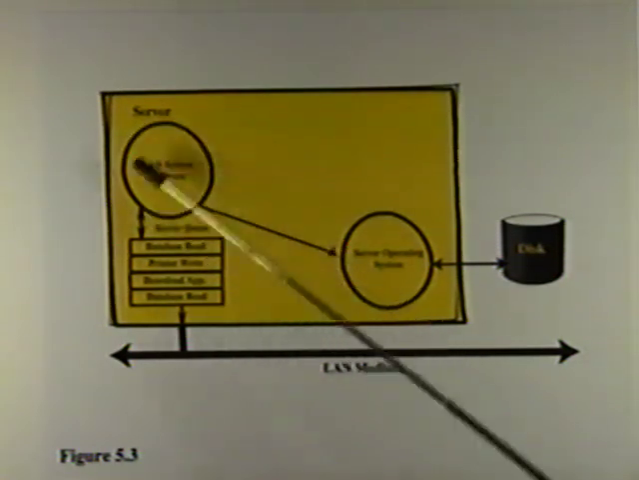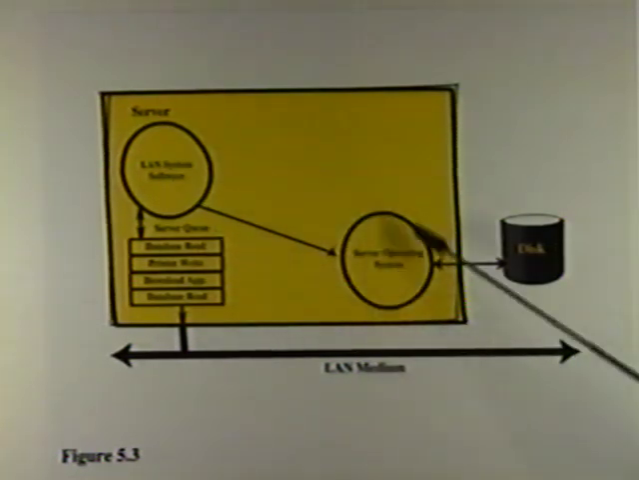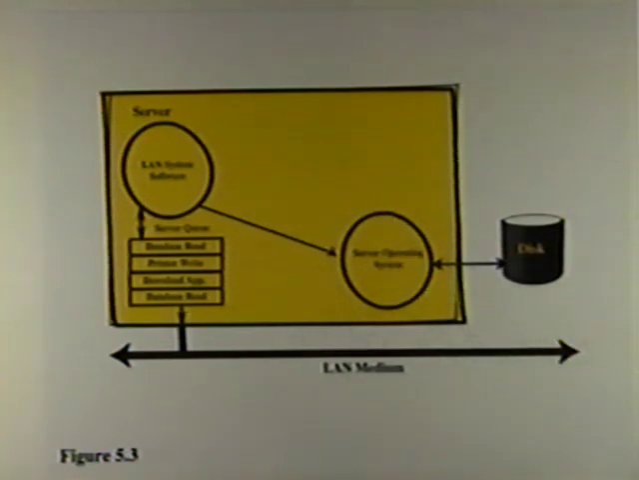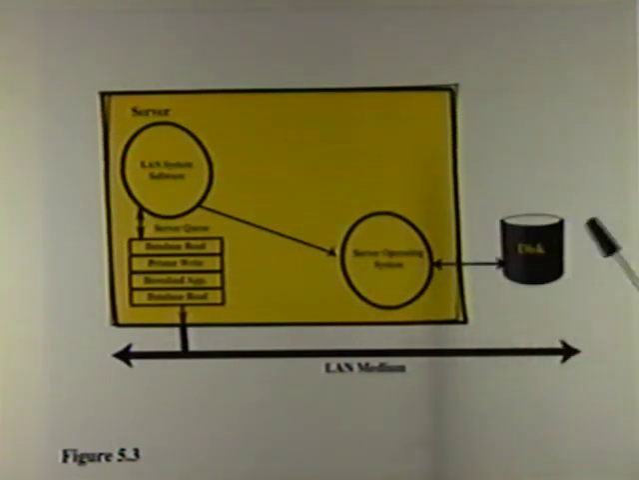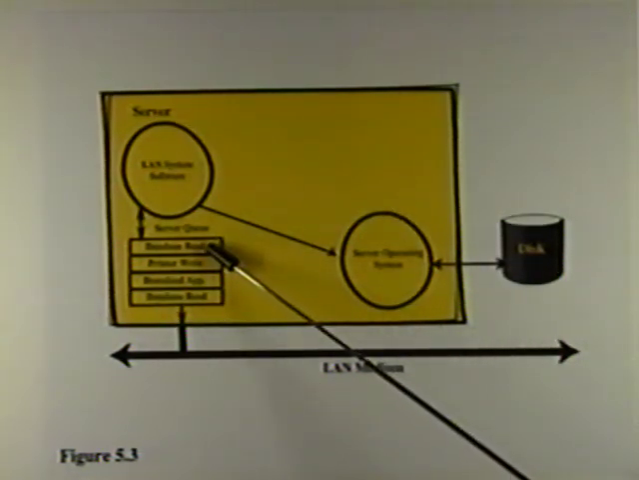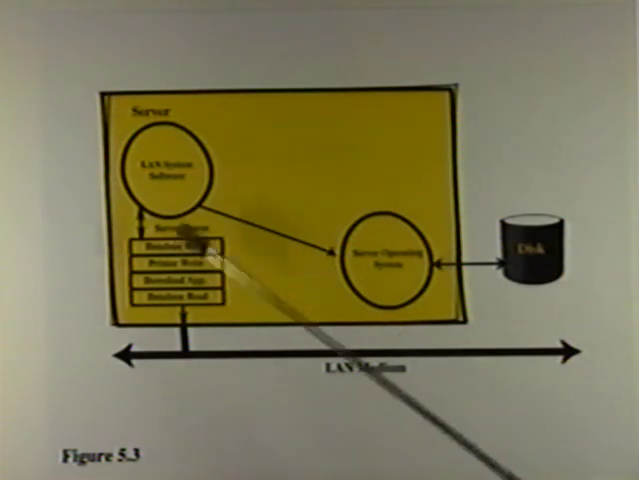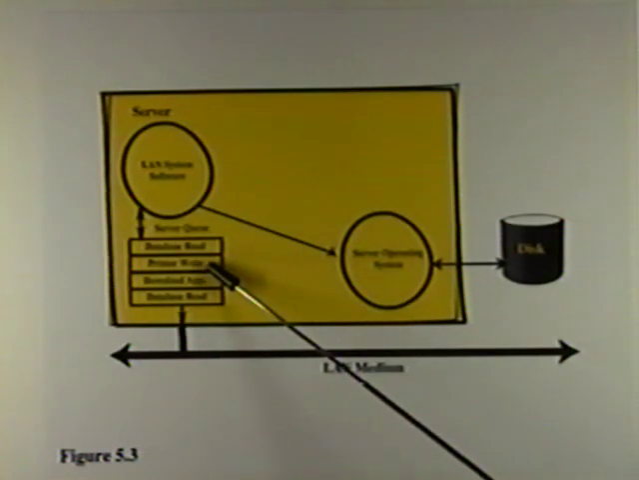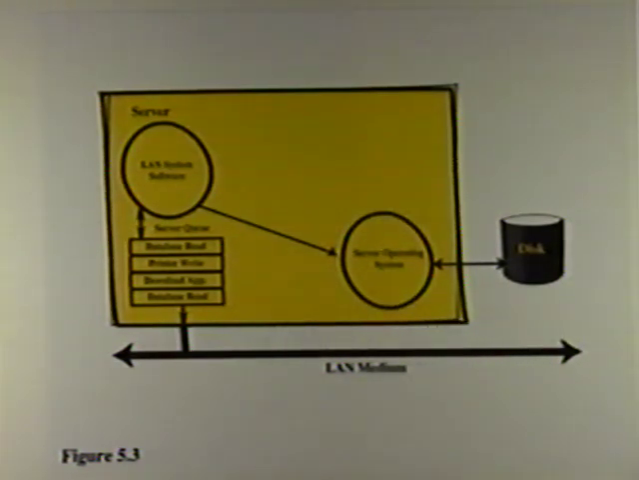So the LAN system software pulls the request off of the queue and sends that to the server operating system. And then it's the server operating system that is responsible for facilitating the interface to whether it's a disk or a printer. In the first case here, a database read, it's going to go to a disk that's attached to the server. If it's a print request, then evidently this type of server is also a printer server, and it's going to send that request onto something called a spooler that we're going to talk about in a little bit.